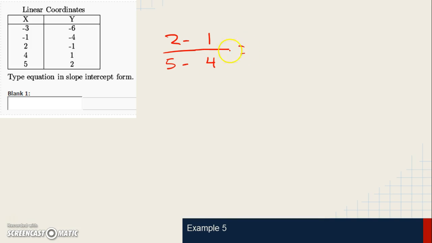And now we're just going to do the math. If we wanted to label this y2 and y1, we could. This would be y2, this would be our y1, this would be our x1, and this would be our x2. Okay. Now let's do the math. 2 minus 1 is 1. 5 minus 4 is 1. 1 over 1, or 1 divided by 1 is 1. So we know that the slope is a positive 1.